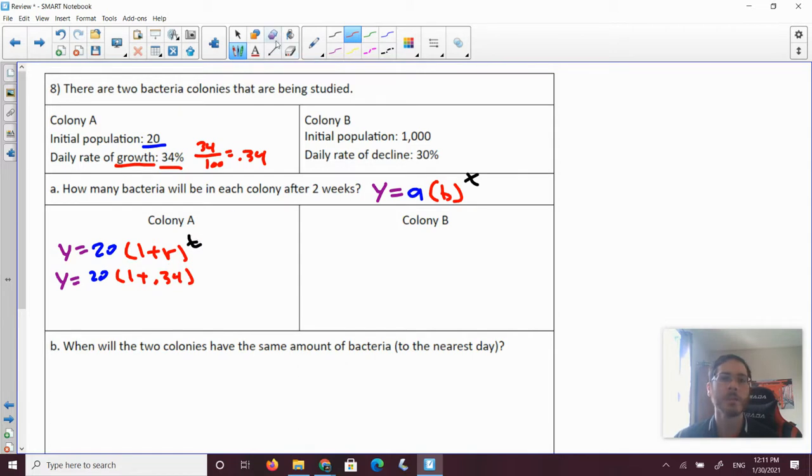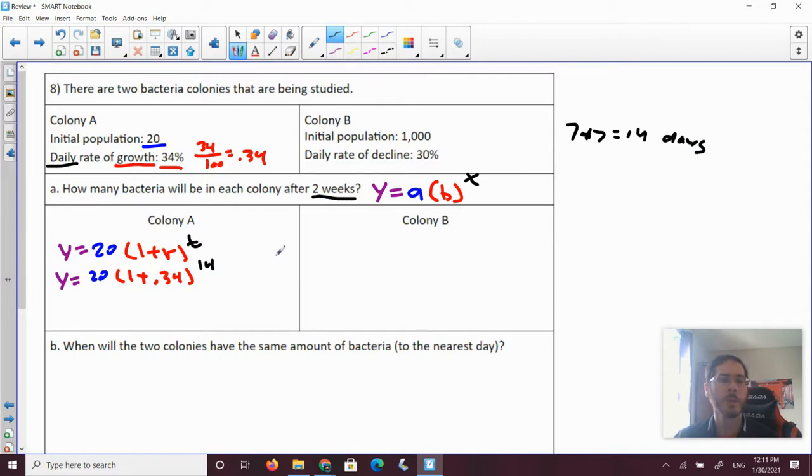And then T. Well, on T, it says 2 weeks. So we got to be careful. We've got 2 weeks, and this is a daily rate of growth. So we have to make sure our units match up. So in this case, 2 weeks is going to be 14 days. So remember, 7 plus 7 is 14 days.